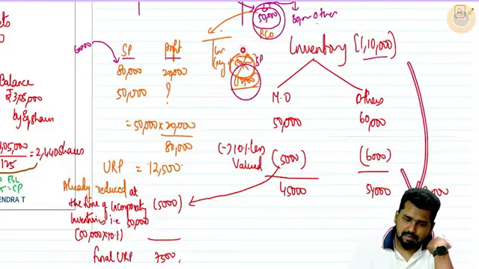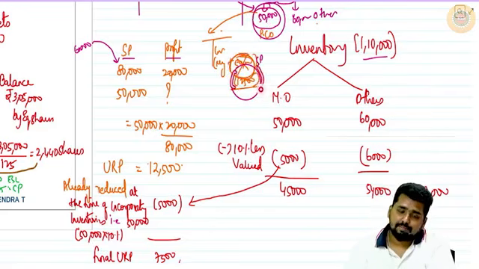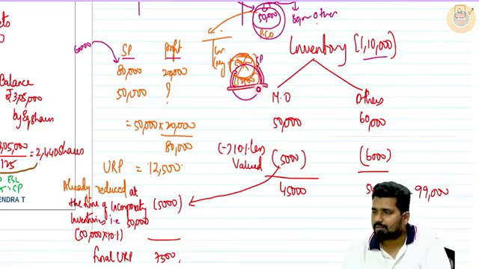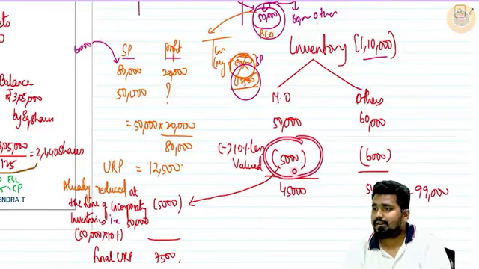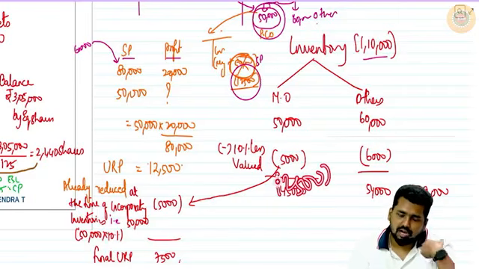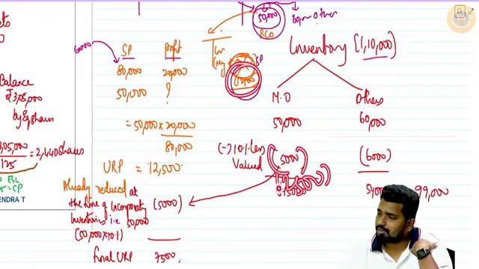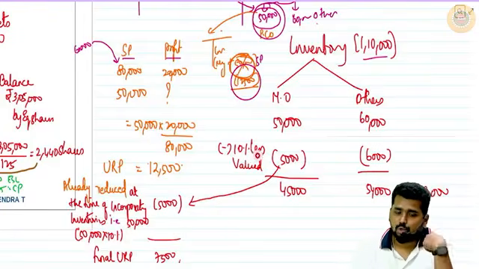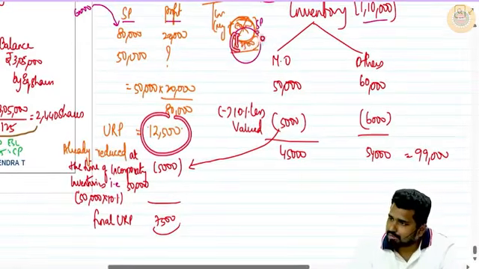Means in my 50,000 stock, I know there is going to be unrealized profit of 12,500. The maximum decrease should be 12,500. In that, how much have I already subtracted at the time of valuation? 5,000. Once again you will subtract 12,500, or maximum 12,500. In that, 5,000 is already subtracted. So out of 12,500, no doubt you have to subtract 12,500.